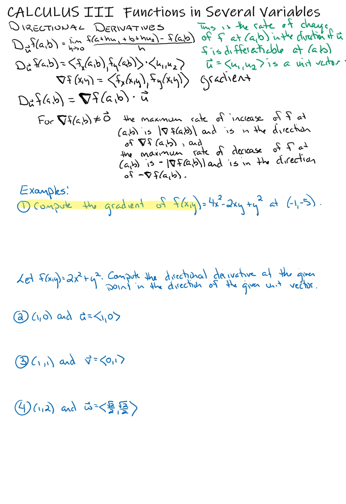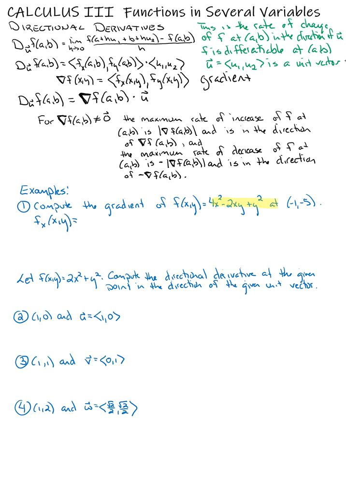Example 1, let's compute the gradient of the function f(x, y) equal to 4x squared minus 2xy plus y squared, and we want to compute the gradient at (-1, -5). So we're just going to compute the gradient on this first piece. For the gradient of f, first off, we do want to compute the gradient first, and then we'll evaluate it at the point. So remember, that is the first partial. Actually, let's go ahead and jot that down. Let's take the first partial with respect to x.